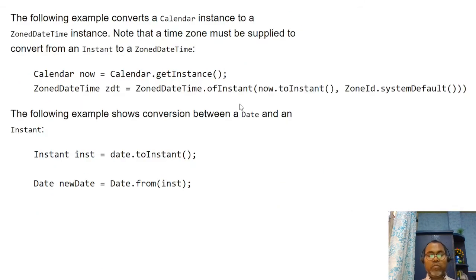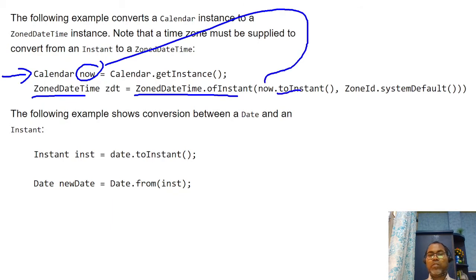For example, how to convert: this is the normal way we create a Calendar, and this is now. If you want to convert to your ZonedDateTime, we have options. You can pass your ZonedDateTime of instant. This is the now, with the toInstant method, and your default zone ID. Now your Calendar object is converted to this.